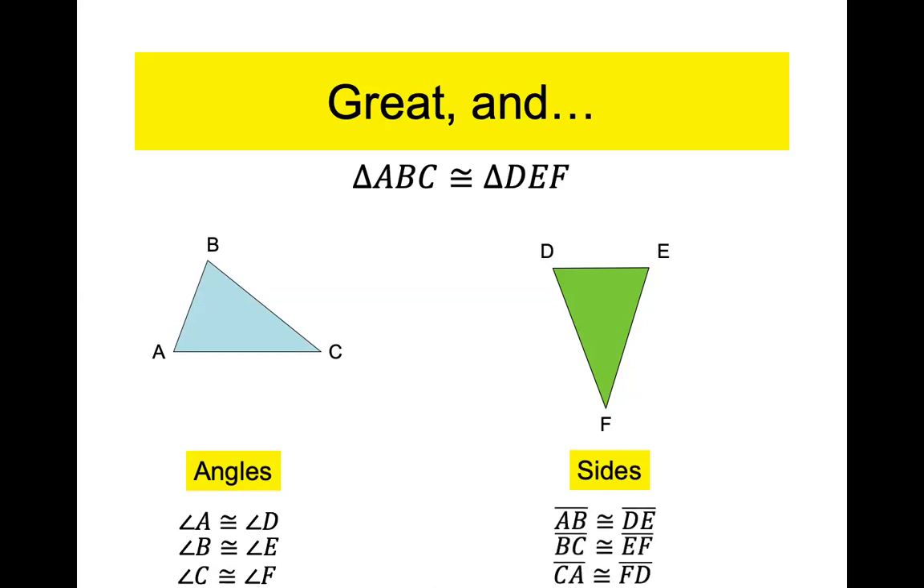One quick statement. If angle A is congruent to angle D, what does that literally mean? Angle A is the same measurement as angle D. So I can make that statement. If side AB is congruent to side DE, then what can I say?